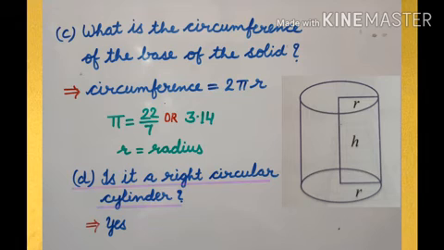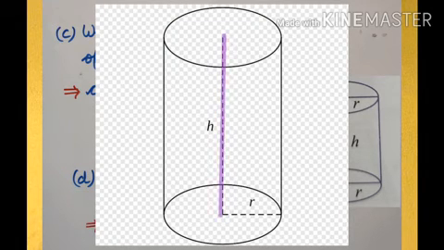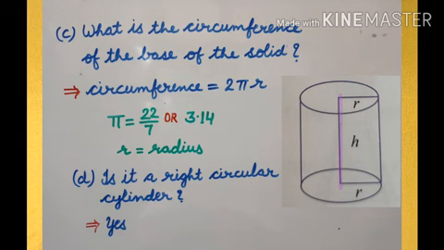D. Is it a right circular cylinder? The line joining the centers of the circular ends of a cylinder is called its axis. If it is perpendicular to the circular ends, then cylinder is called right circular cylinder. And here axis is perpendicular, so yes, it is a right circular cylinder.